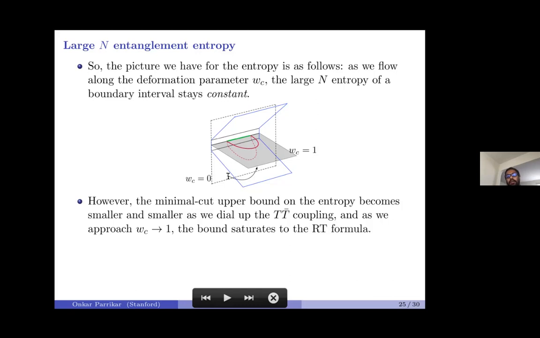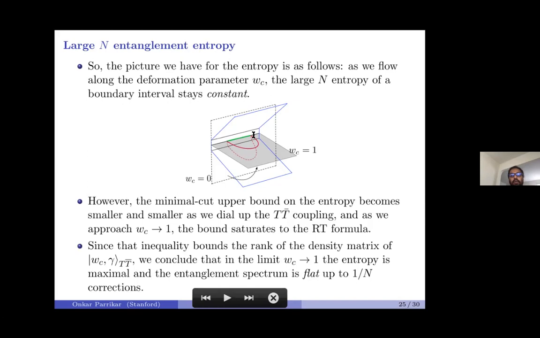Okay. So as the parameter WC becomes closer and closer to one, in other words, as this folding slice gets closer and closer to the time reflection symmetric slice, this upper bound gets closer and closer to the true value of the entropy, that is the length of the Ryu-Takayanagi surface. And as WC approaches one, the upper bound that you get from the tensor network is saturated in that limit. And because that bound came from the rank of the density matrix, it must be that at least up to 1 over n corrections, the entanglement spectrum is becoming flat in the limit WC going to 1. So these were sort of holographic arguments.